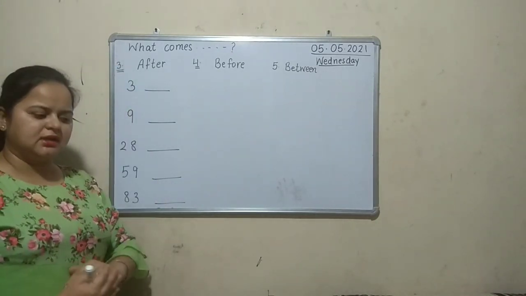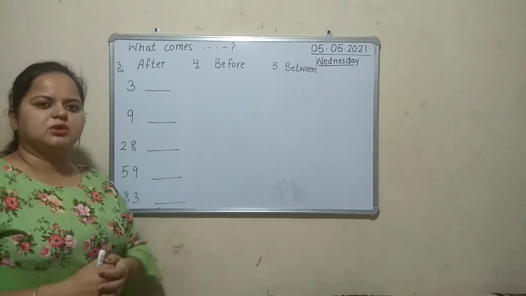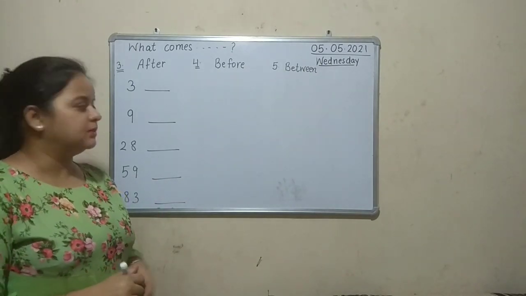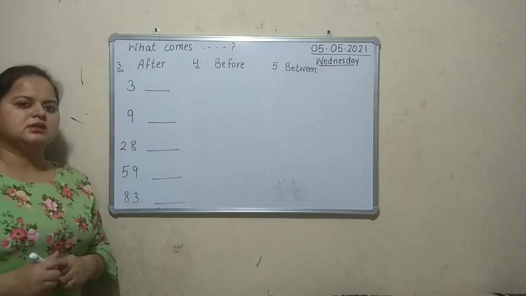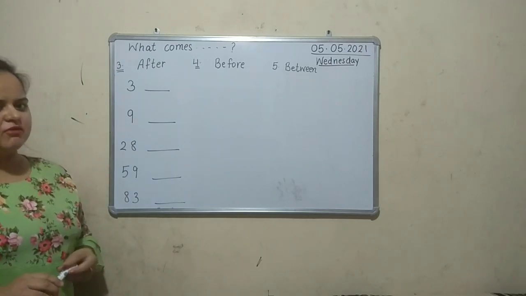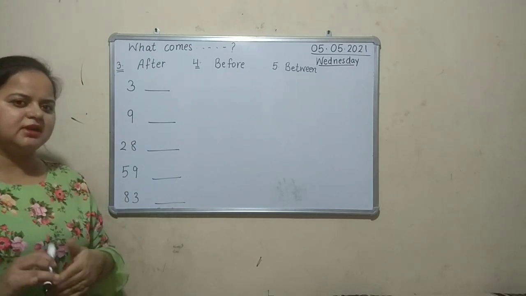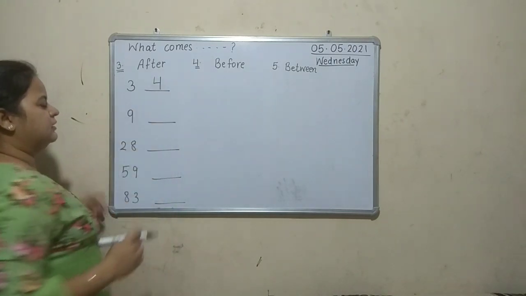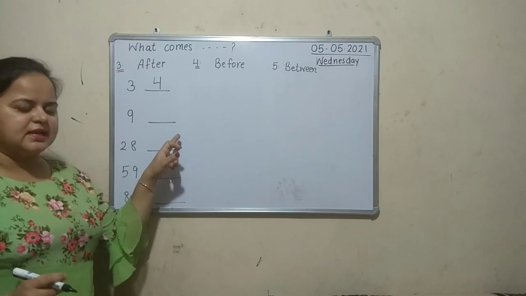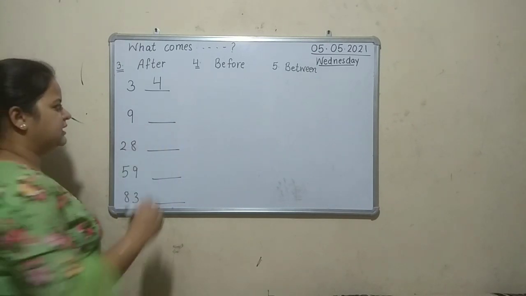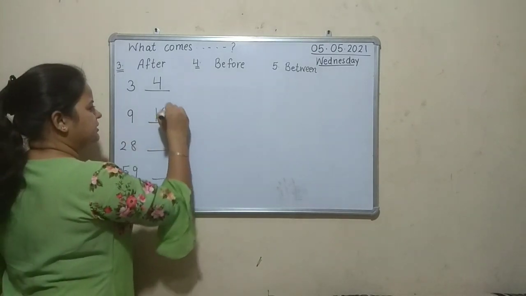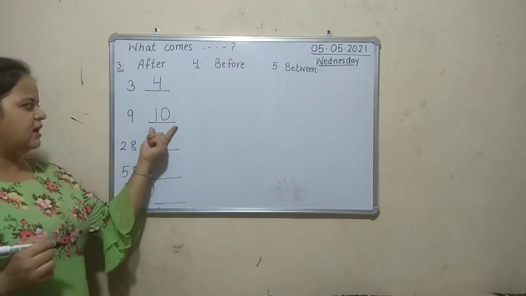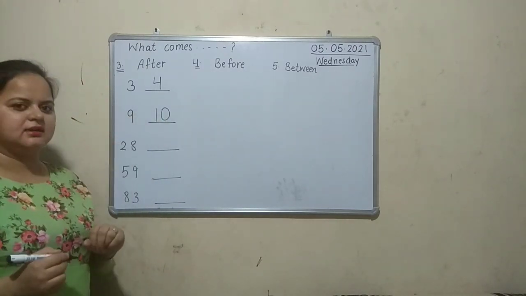जो पहले number से just after means next number होता है, that is called after number. So here we have number 3, and what comes after 3? What is the next number of 3? Yes, 4. Very good. 9. Next number is 10. Very good. 9, 10. Means 10 comes after 9.